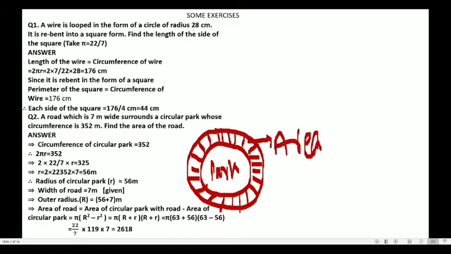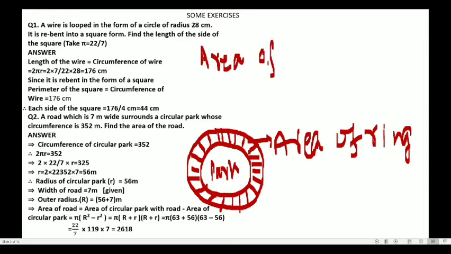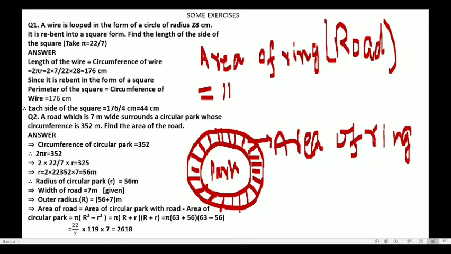What is the area of the road? So it looks like a ring. And what is the area of a ring? The area of a ring is found by subtracting the area of the inner circular part from the area of the outer region. So let me write the formula. Area of the ring, which is a road here. In the ring form, this is a road. So area of the ring is what? Area of the outer region, let the radius of the outer, bigger circle be capital R, minus pi of small r square. Small r is the radius of the small circle.